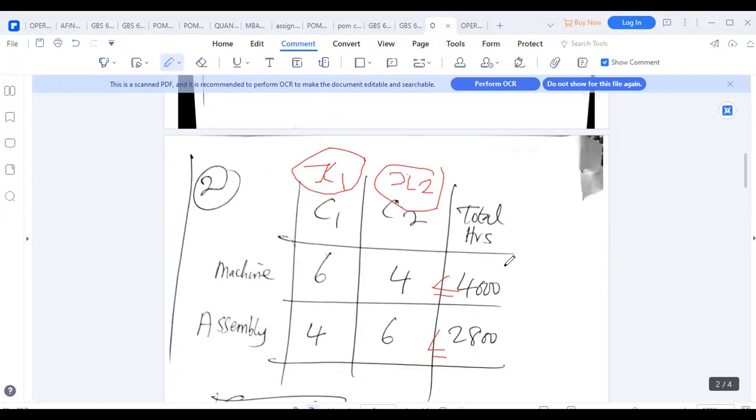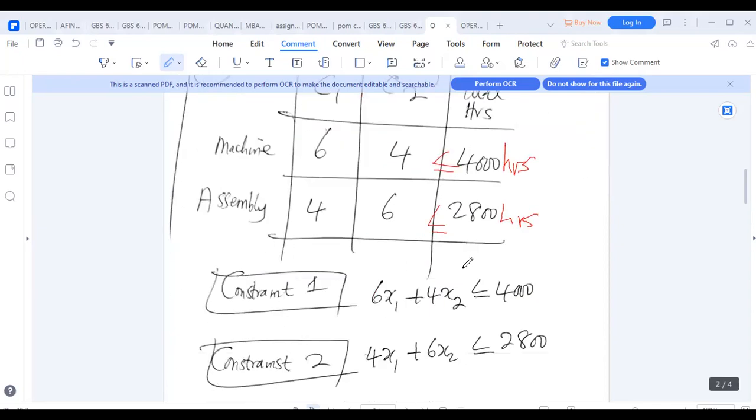And then the total machine hours, these were the total available hours. So even here, these are hours which are available. Okay. And then this is x1, so multiplying 6. So for C1, we're simply saying, let C1 represent the total number of hours for machine, and then C2 for machine. C2 is represented by x2. So these are the constraints.